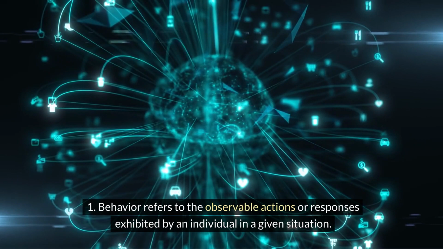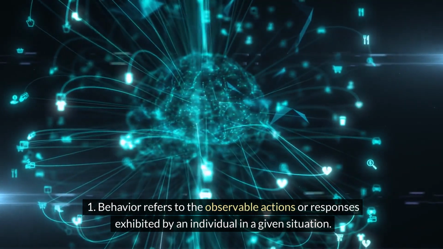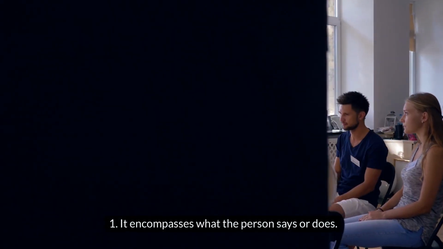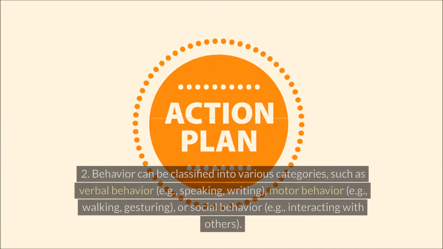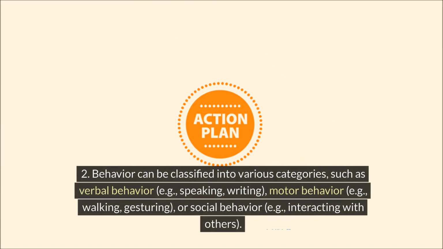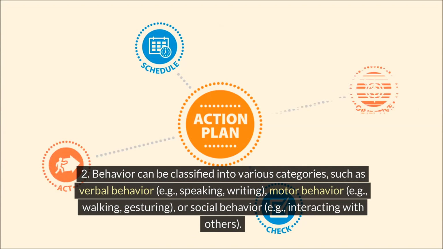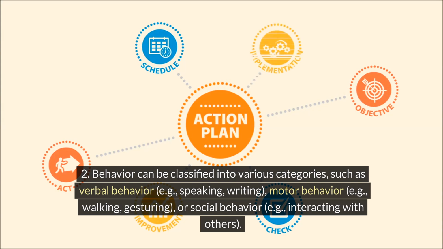Behavior. 1. Behavior refers to the observable actions or responses exhibited by an individual in a given situation. 2. It encompasses what the person says or does. 3. Behavior can be classified into various categories, such as verbal behavior, for example, speaking, writing; motor behavior, for example, walking, gesturing; or social behavior, for example, interacting with others.